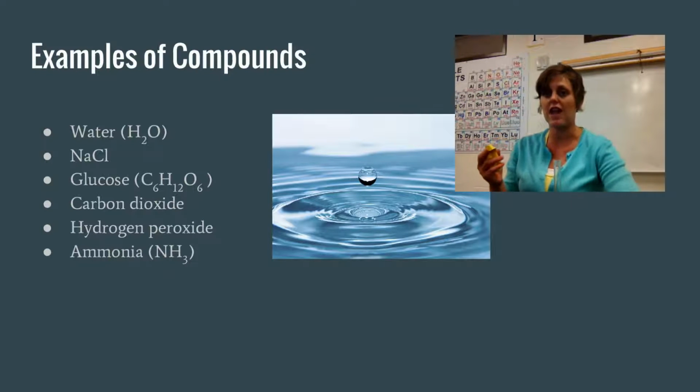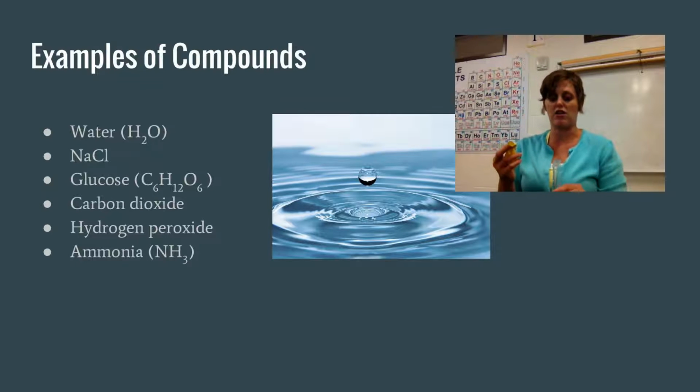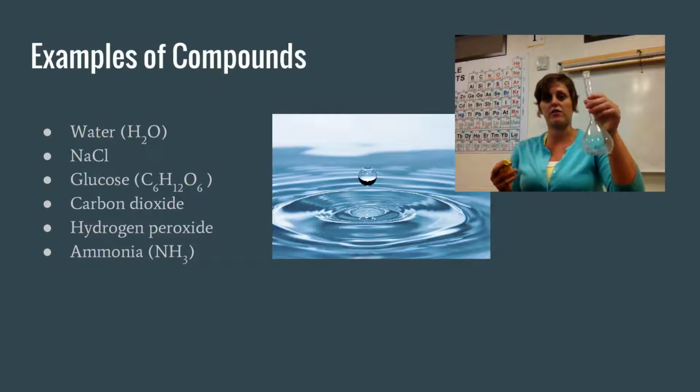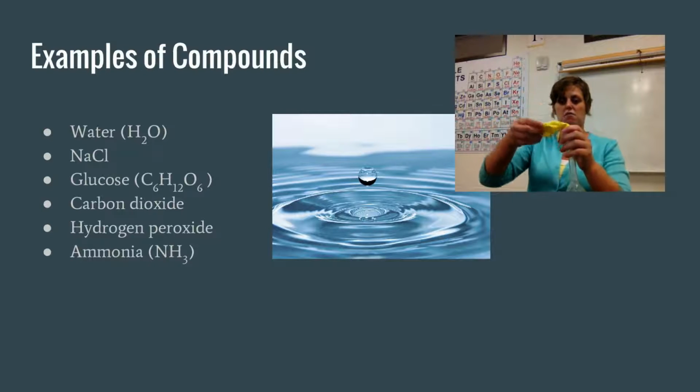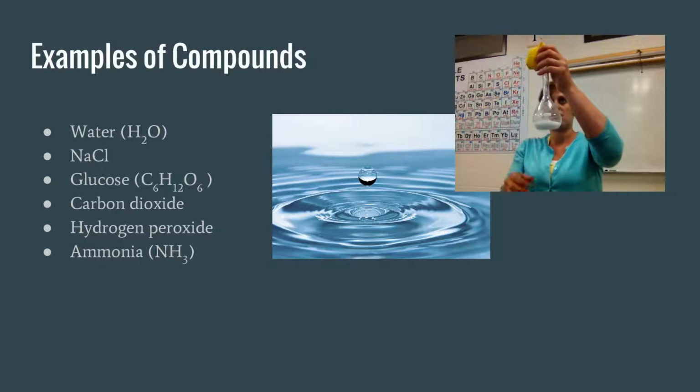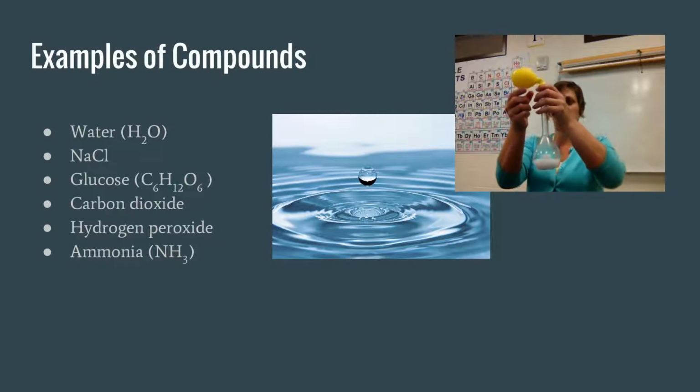So making a compound, a very simple chemical reaction here. Compounds are the result, again, of a chemical reaction. So here I've got some vinegar, which is itself just a solution. It's a mixture. And then I've got some baking soda, which is a pure substance. It's a compound.